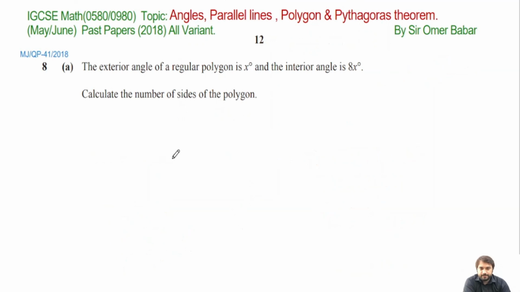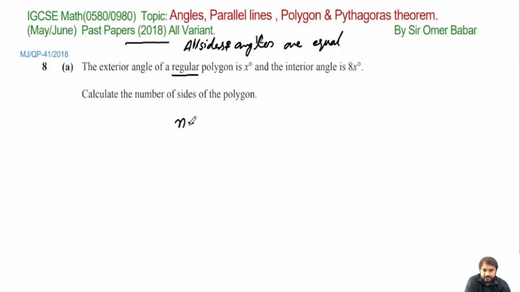Now moving towards our next question, question 8, that appeared in paper 4, the variant was 1. And of course we are solving past papers relating to 2018. Question 8, part A. It says the exterior angle of a regular polygon. We already know a regular polygon means all sides are equal and all angles are equal. Now, the exterior angle of a regular polygon is x degrees and the interior angle is 8x degrees. Calculate the number of sides of the polygon. We need to calculate n, the number of sides.